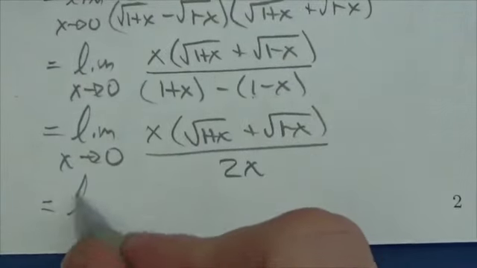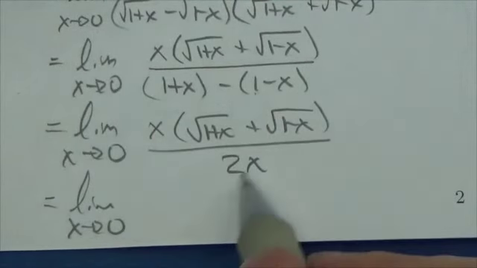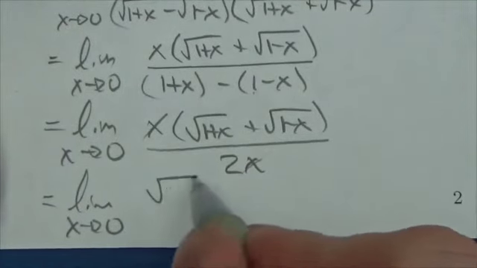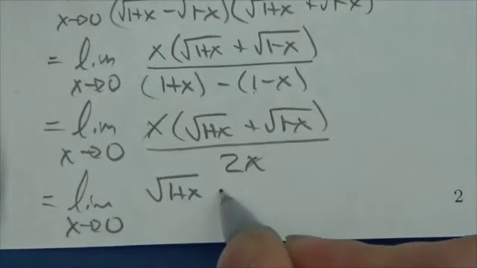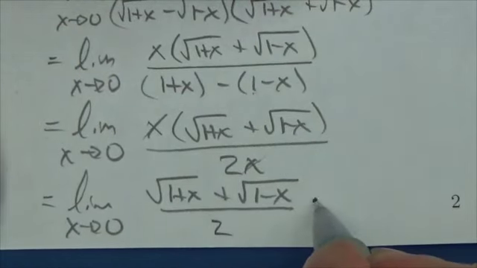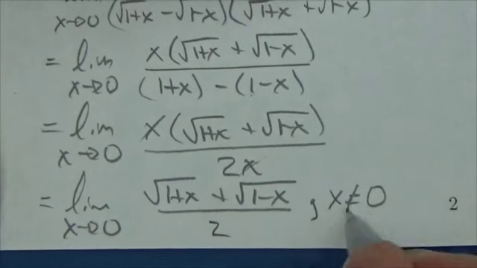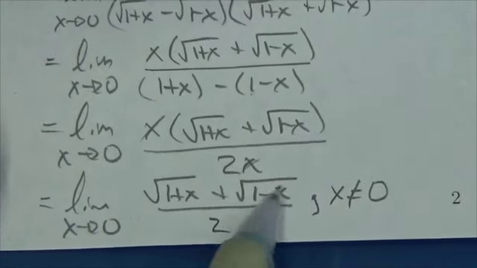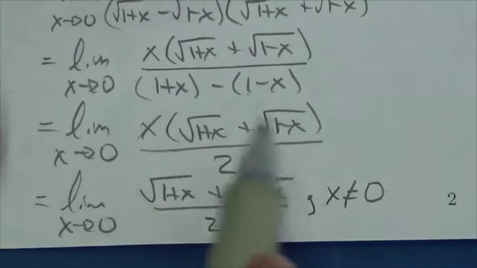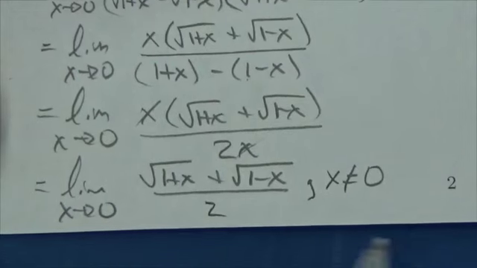So again, I'm still going to write this out as x approaches 0. But the x's are going to cancel, that x and that x. And so I'm going to be left with the square root of 1 plus x plus the square root of 1 minus x all over 2. And that is true so long as x is not allowed to equal 0. Okay, because again, 0 over 0 would be undefined. So that expression is equal to this expression as long as I include that restriction.